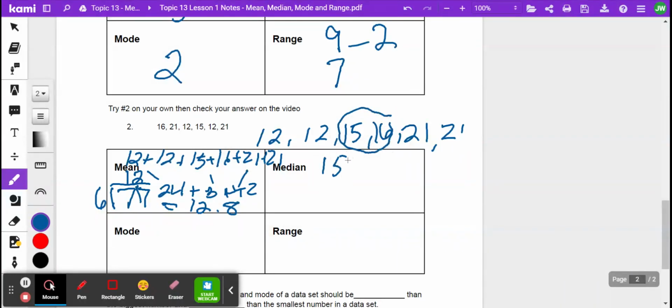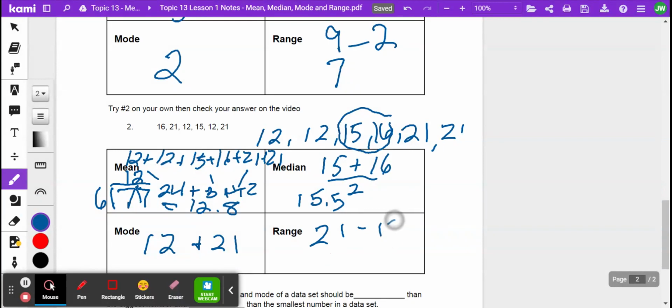For my median, I find the middle number, and I see that these two are my middle. So I've got 2 numbers, 15 plus 16 divided by 2 would be 15.5. For my mode, I've got 2 numbers that are the same, so I've got 2 modes. So I've got 12 and 21. And then my range would be 21 minus 12, which would be 9.